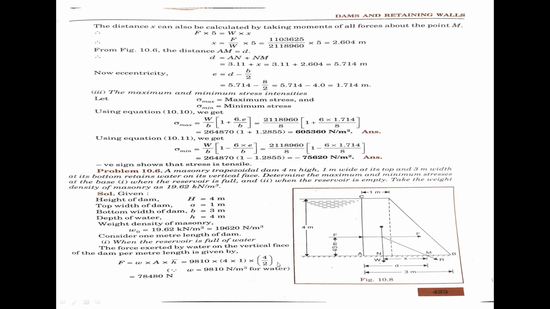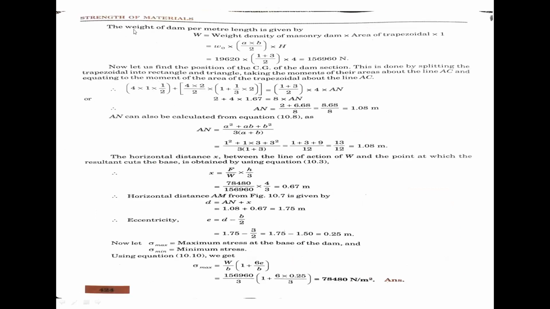Okay, now next, the weight of the dam per meter length is given by W equal to the weight density of the masonry dam into the area of the trapezoid into 1 per meter length. Weight density W naught into area of the trapezoid, A plus B by 2 into H into 1 per meter length. W naught you have is 19620, into A means 1 plus B 3.